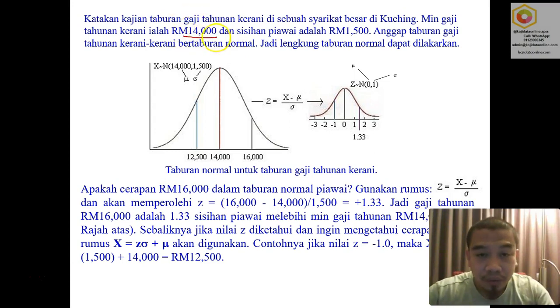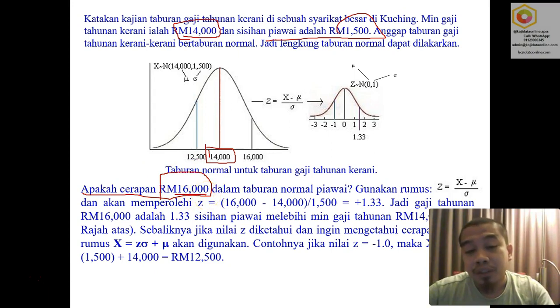We have a mean of 14,000, and the standard deviation is equal to 1,500. If we simulate the data, we get something like this: 14,000 in the middle, and the standard deviation is plus or minus 1,500. The question asks, what is the tabulation of data if the salary is equal to 16,000 on the normal tabulation of data? Therefore, you need to use the formula, and we get z equal to 1.33. I'm going to share this formula with you after this, so stay tuned.